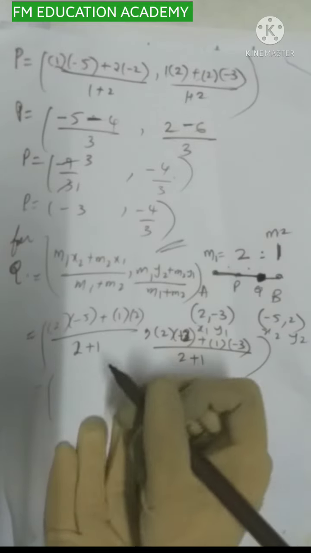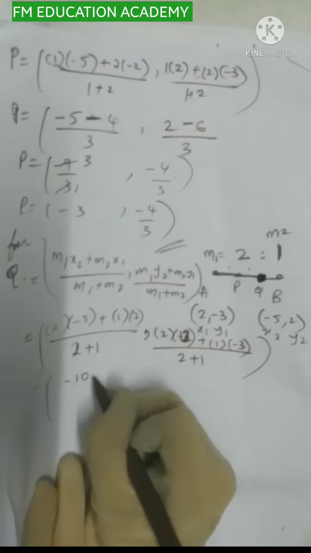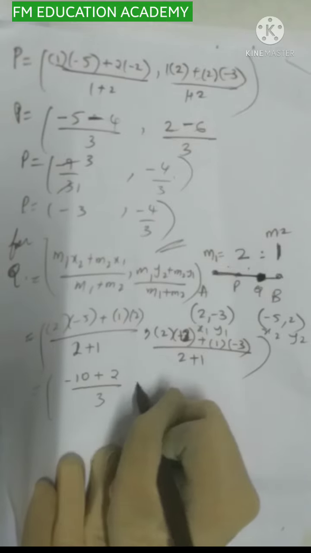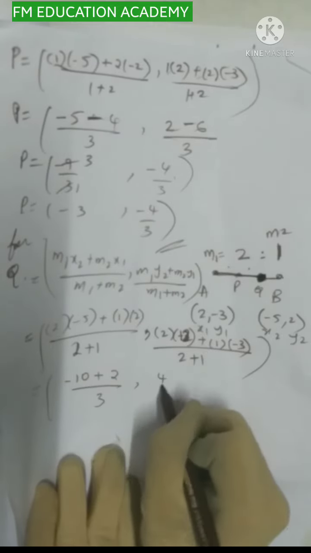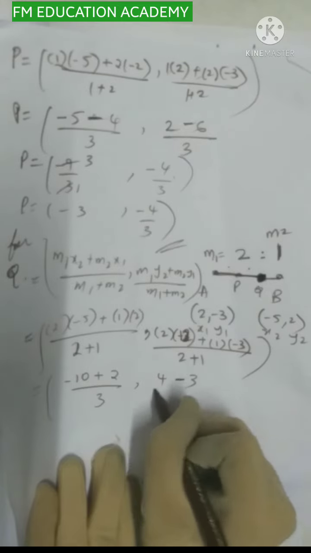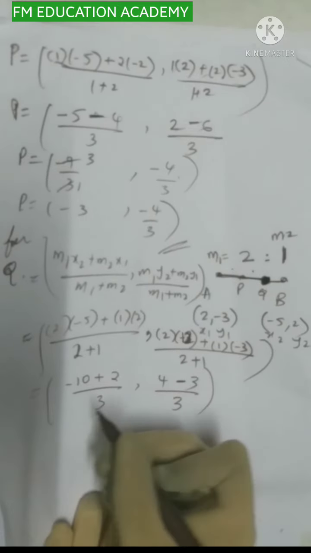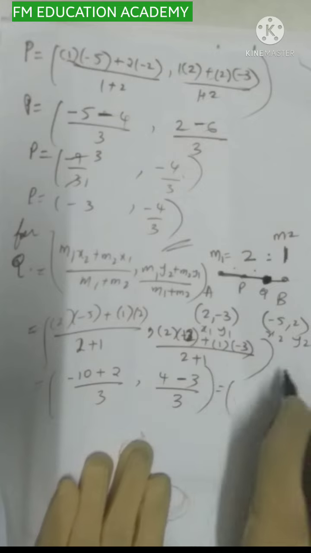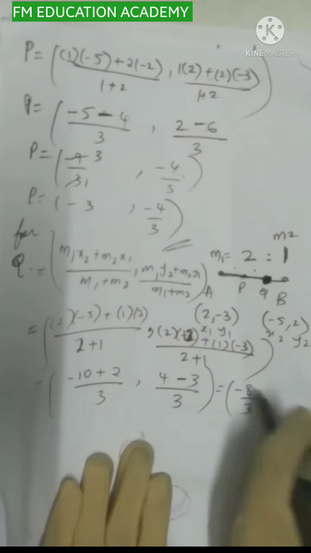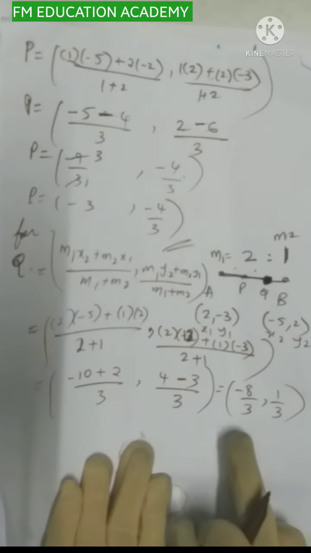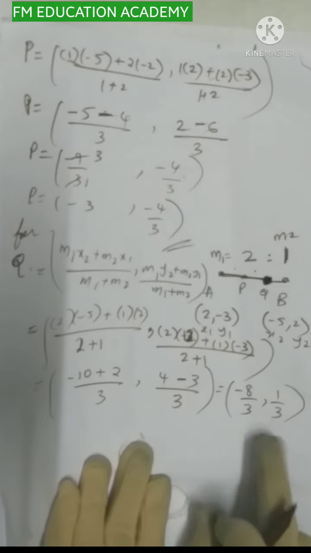So we have 2 5s are 10, plus 2 1s are 2, by 3, comma 2 2s are 4 plus, into minus is minus, 3 1s are 3, by 2 plus 1 is 3. We get minus 10 plus 2 is minus 8, so minus 8 by 3 comma 4 minus 3 is 1. We get the point minus 8 by 3 comma 1 by 3 for Q.